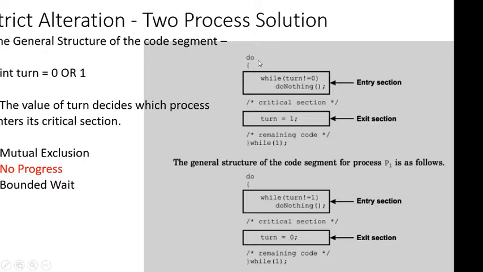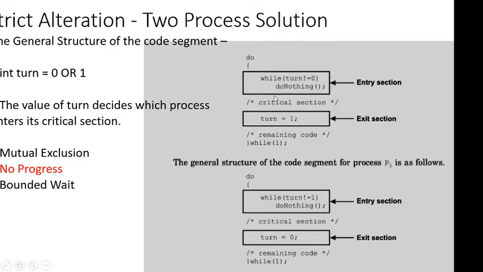Process zero can go to the critical section only when the value of turn is zero. So what is it checking here? It's checking the turn. Another thing for the people who are not very familiar with programming: this is a while loop. In C language, as long as this parameter is true, the while loop keeps on going. As and when this parameter becomes false, the while loop breaks and it comes out of the while loop and then goes to the critical section.